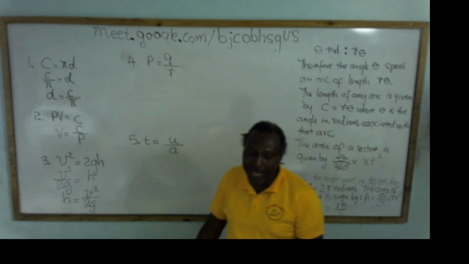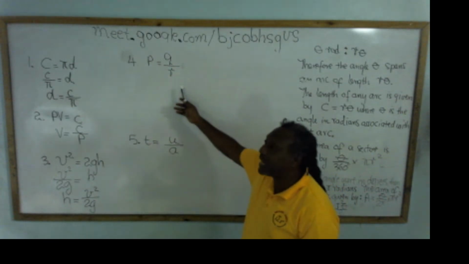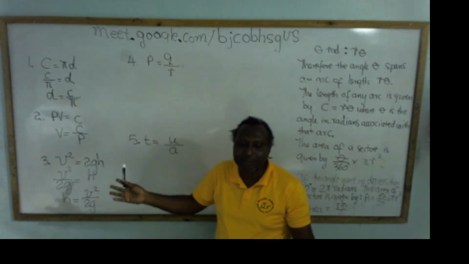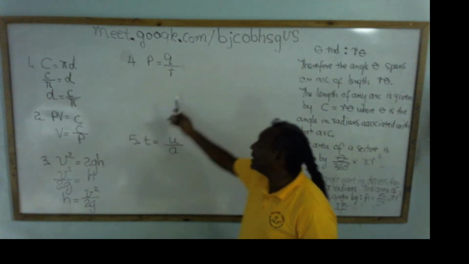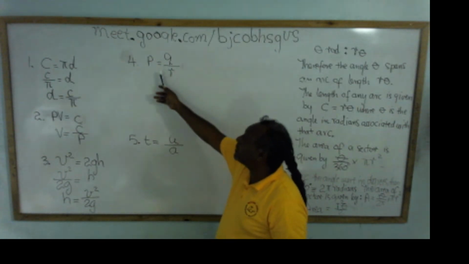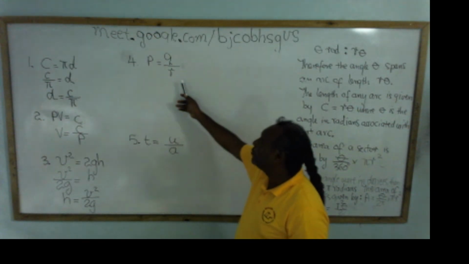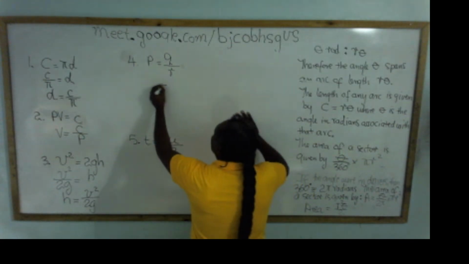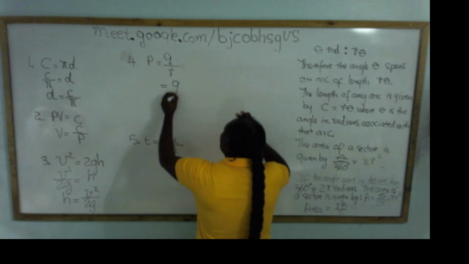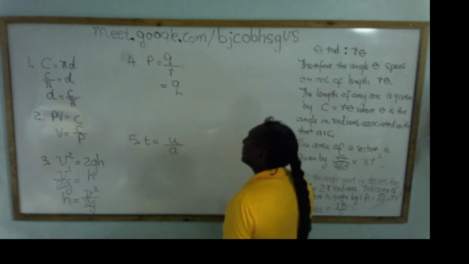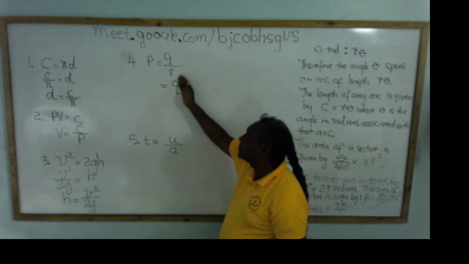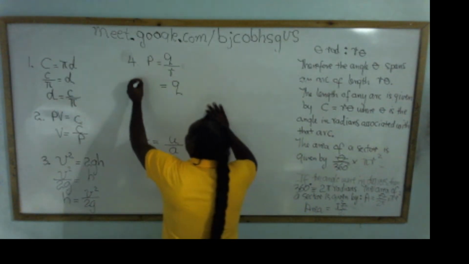Because we are dividing by R, we can eliminate this R by multiplying both sides by R. So eliminate the R from here. We are dividing by R, multiply by R. So on the right-hand side, when we multiply by R, we are going to have Q alone. We have eliminated the R by multiplication. On the left-hand side, we will have PR.